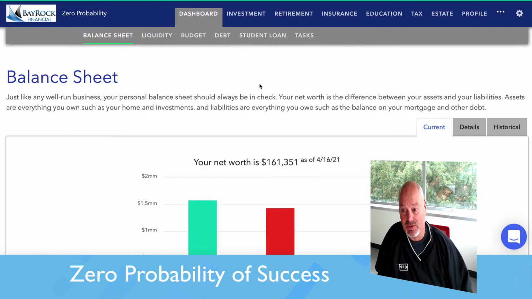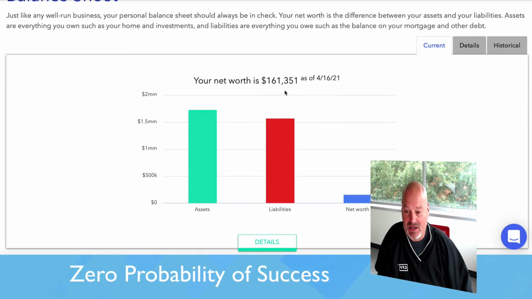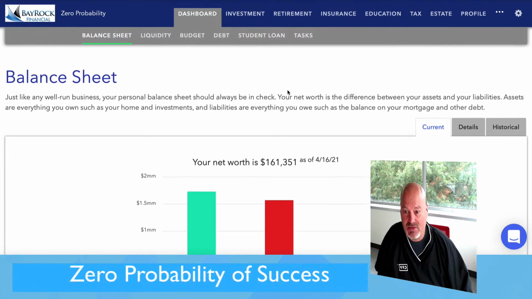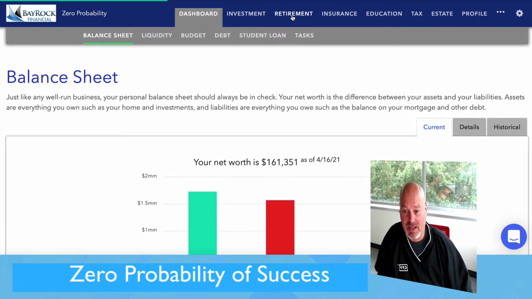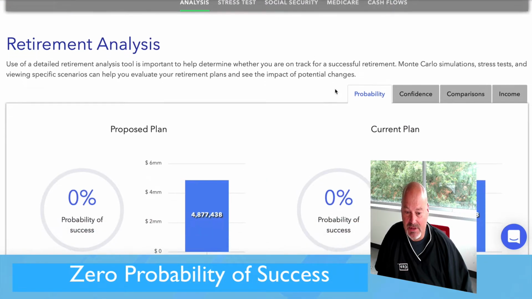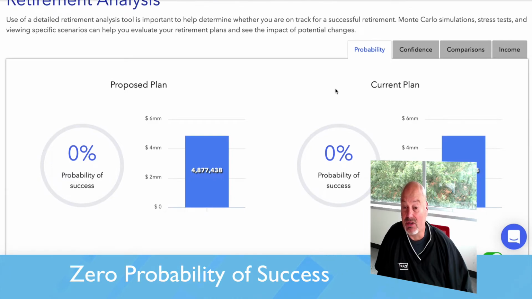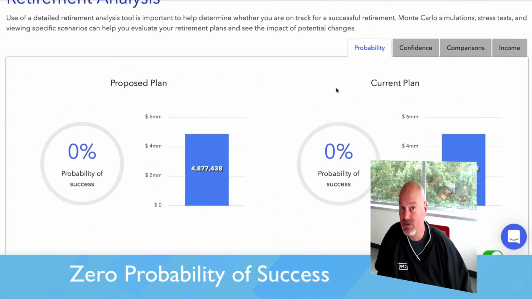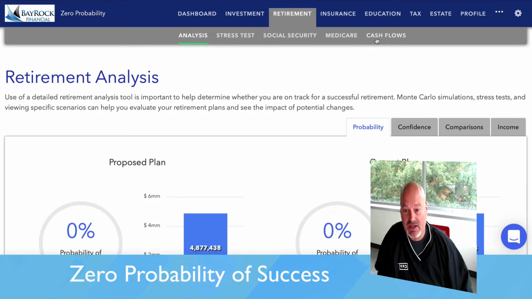It might be helpful to back up a step and just take a look at a very nice net worth. So it looks like this student has built a plan that may be helpful. So let's take a look. Zero probability of success. What would you do if you had zero probability of success? First thing I would do is jump into cash flow.